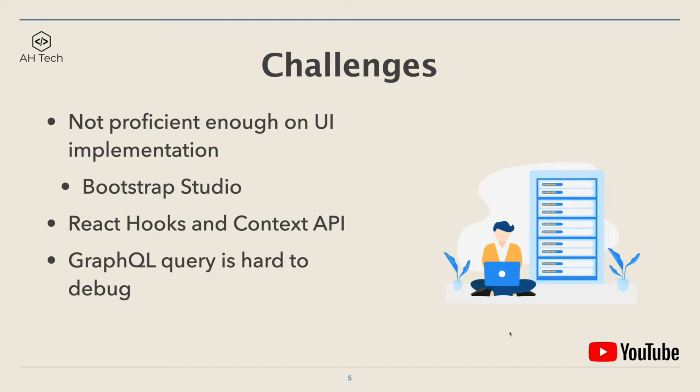So I was learning and adapting React hooks and the context API while building the project. And last, I noticed that GraphQL queries are sometimes pretty hard to debug because the error messages are not very explicit. And also there's not a lot of documentation or Stack Overflow discussion on the internet. So that is one other pain point I had throughout the project.